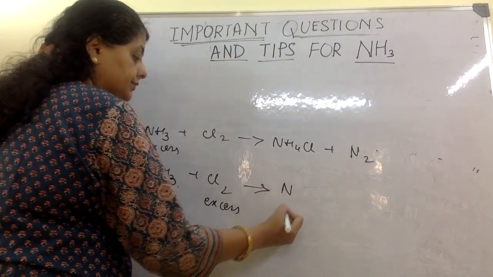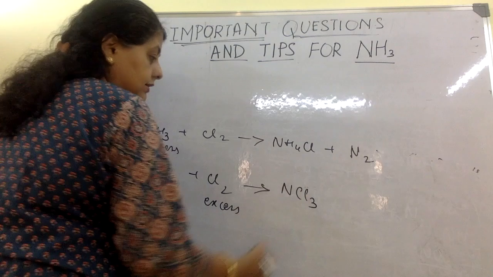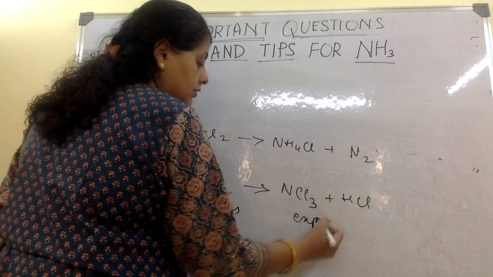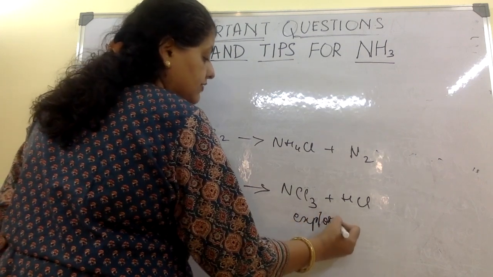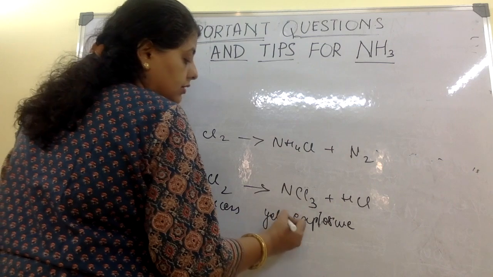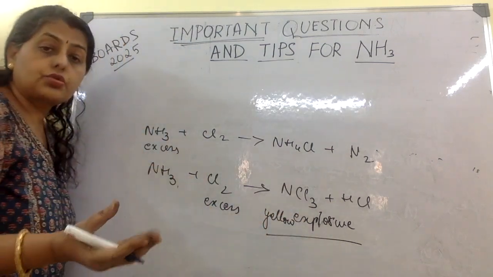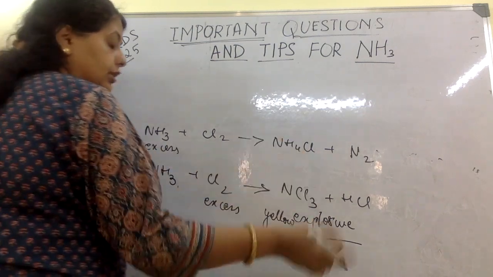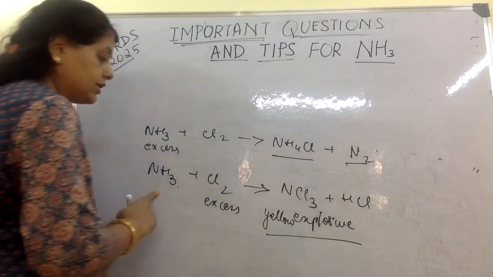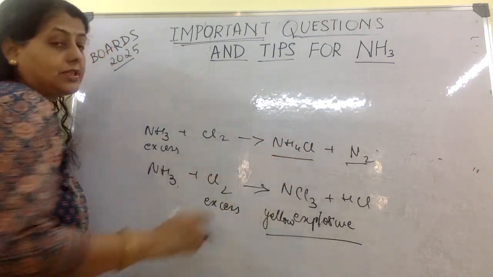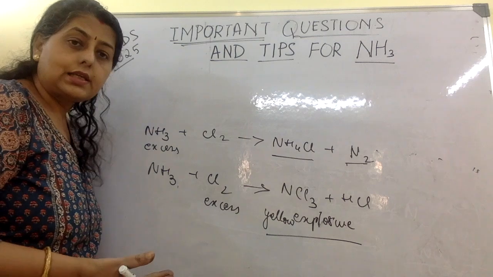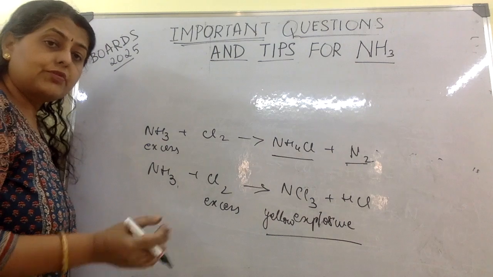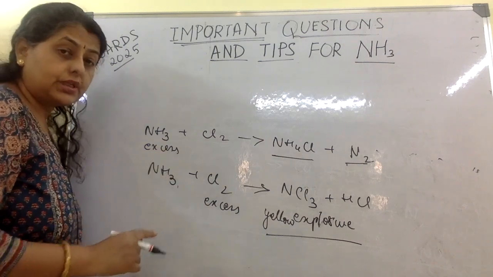This gives NCl3 plus HCl. This is explosive. They can ask like that: explosive substance, yellow in color, called nitrogen trichloride. So you see the clear difference. When ammonia is used in excess, you are getting ammonium chloride. When chlorine is used in excess, you are getting NCl3 plus HCl. This is something to be remembered, can't really help. It is very important: what happens when ammonia is used in excess, and what happens when chlorine is used in excess?